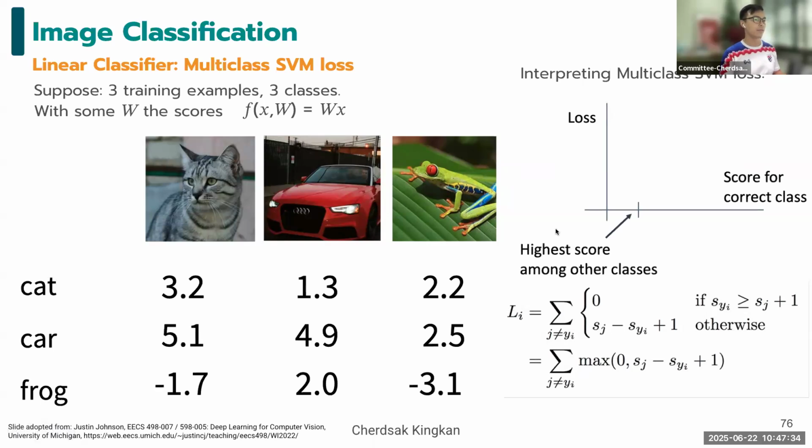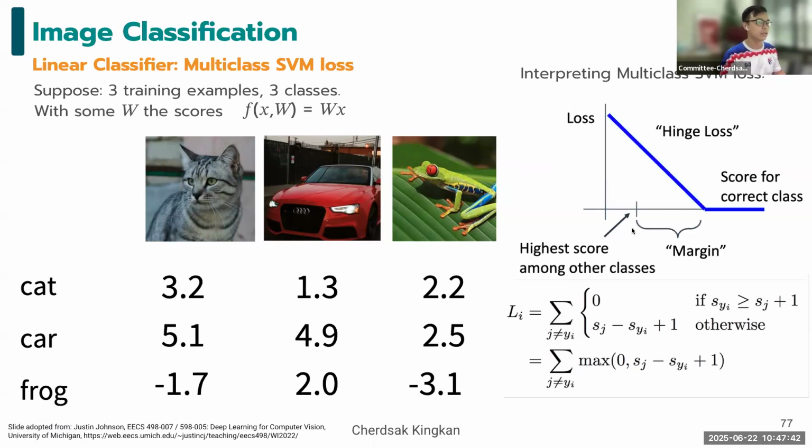So we can interpret the multi-class SVM loss as follows. If we plot the graph, the loss for the correct class will be 0 if its score is greater than the highest score among the other classes plus some margin. The margin here can be any number. In this example, we said the margin is equal to 1.